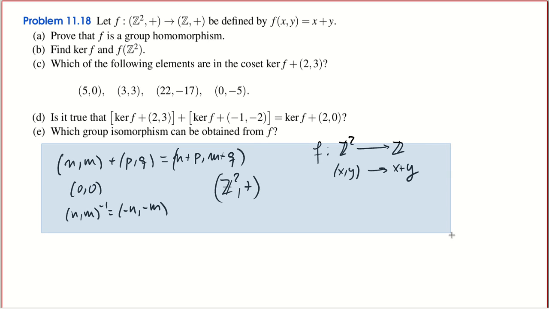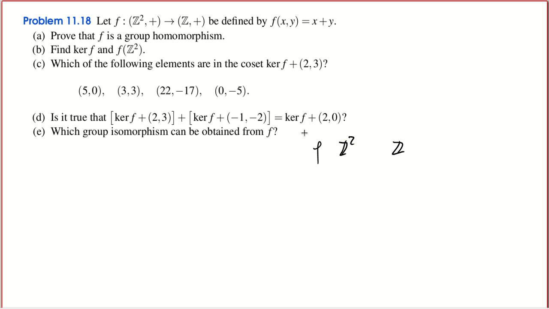So let me erase this, which we're not going to need anymore, right? So let's begin with proving A. So remember what is the property that defines a group homomorphism. The group homomorphism maps the product of the first group into the product of the second group. So in other words, if you take f and apply it to the sum of two elements of this group, the two elements are going to be (x1, y1) and (x2, y2), right?